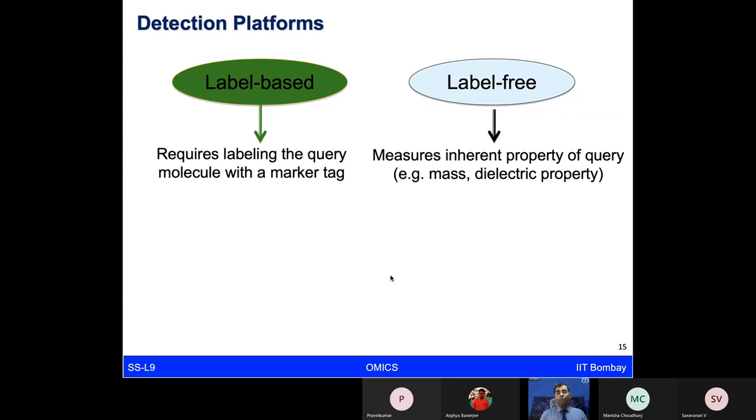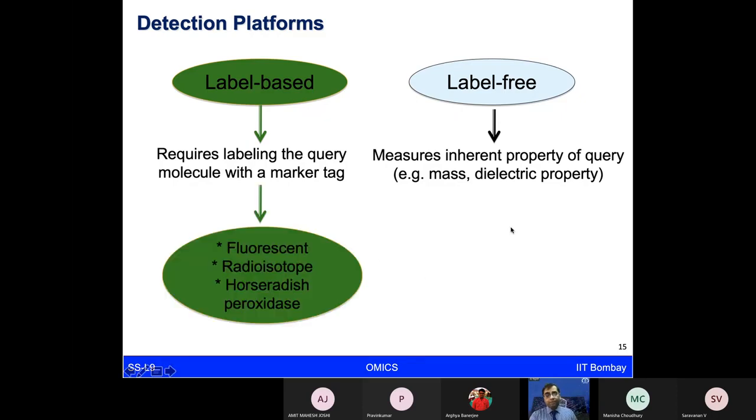Label-free means you do not want to tag the protein with a given label like Cy3 or Cy5, but rather you want to utilize the physical properties of the biomolecule itself. When two molecules associate, there will be a change in the mass. There will be a change in the dielectric property. Can we use those properties and measure the signal just in the native condition, rather than modifying them chemically by using fluorescent tags?